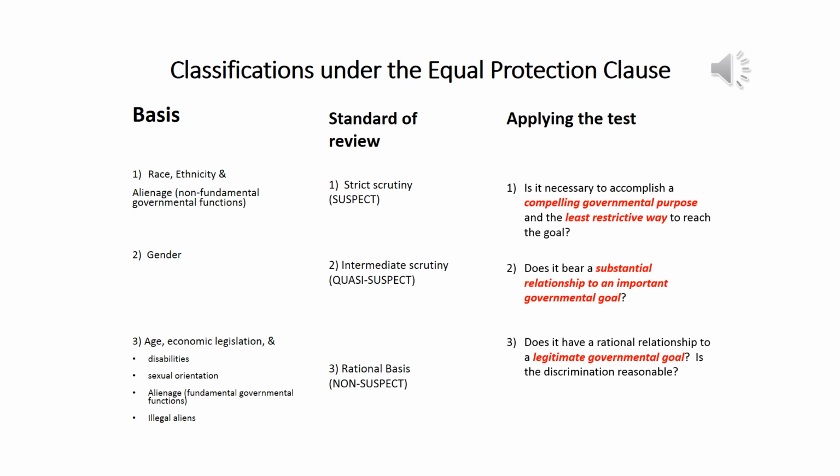And then finally, if the state's going to discriminate based on age, economic legislation, etc., it's almost always going to be allowed based on the rational basis test. All the government has to prove is that it's a reasonable form of discrimination. And by the way, it's up to the person being discriminated against to prove that it's not reasonable.